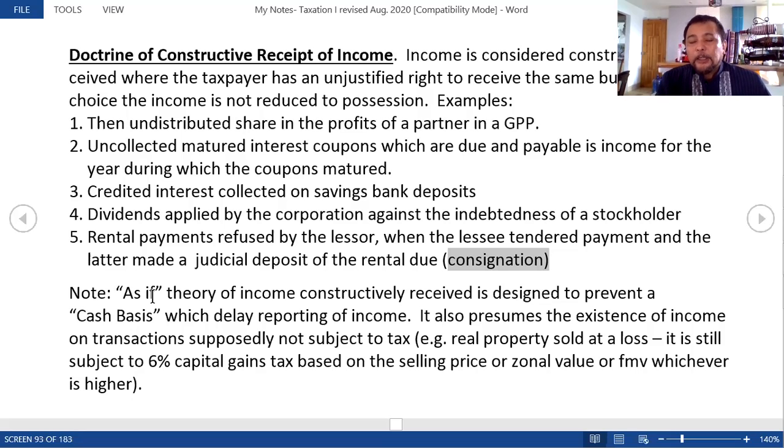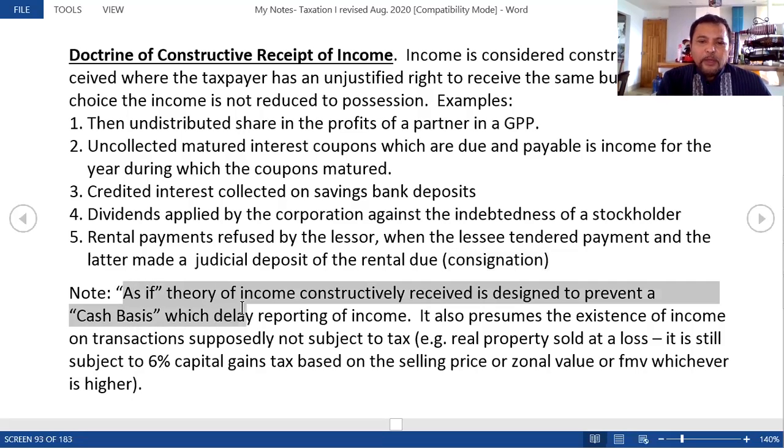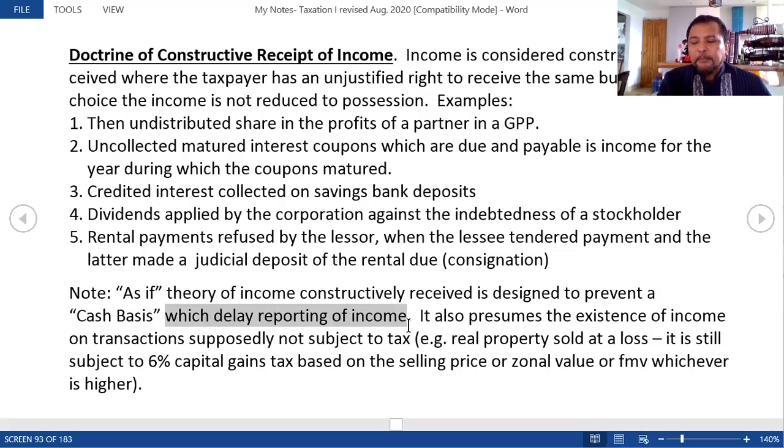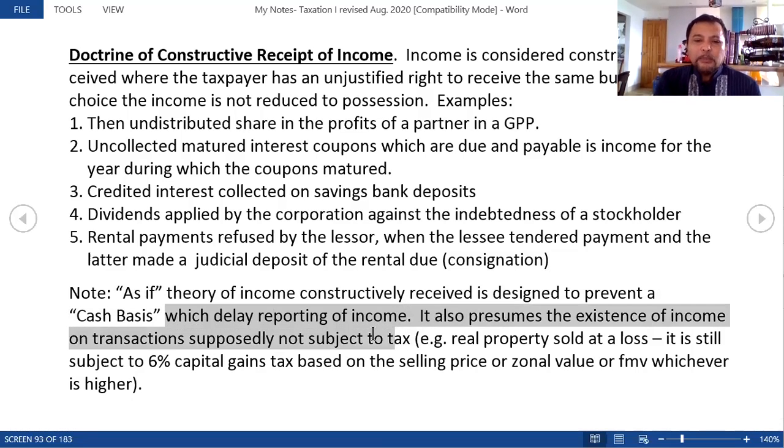This is discussed in Law 1 or Law 231. So the theory of income constructively received is designed to prevent a cash basis taxpayer, as I already said a while ago, from delaying the reporting of income. It also presumes the existence of income on transactions supposedly not subject to tax, like real property sold at a loss, because real properties are automatically subjected to 6% capital gains tax.